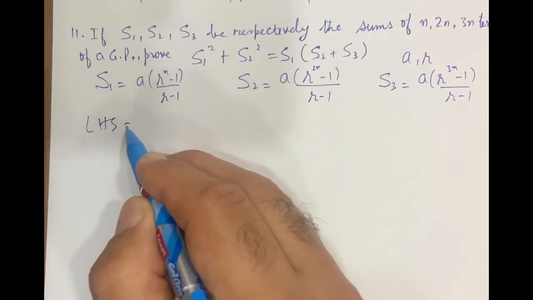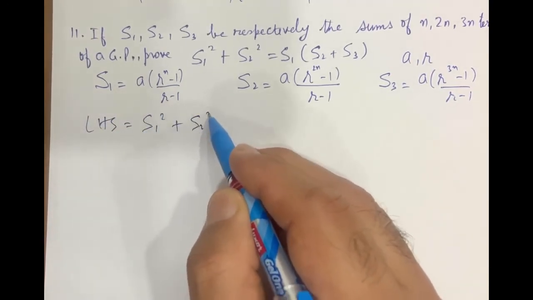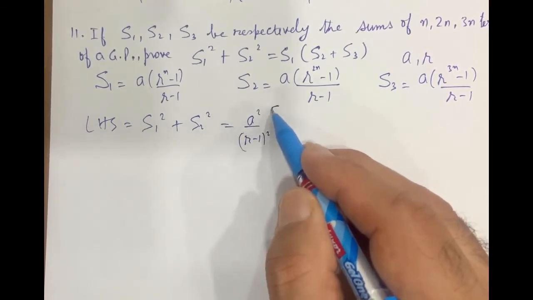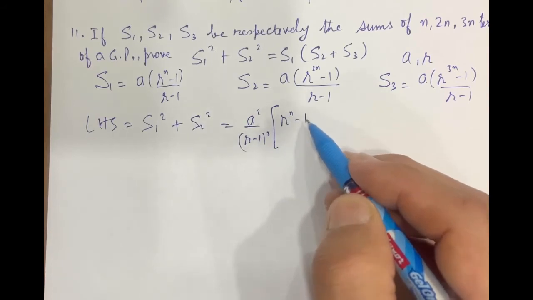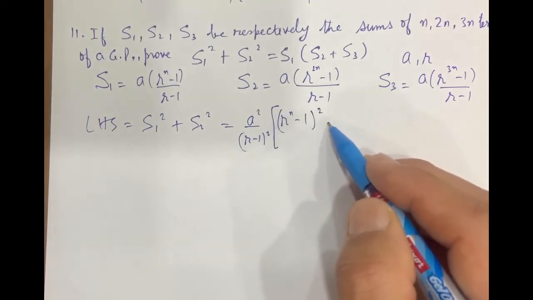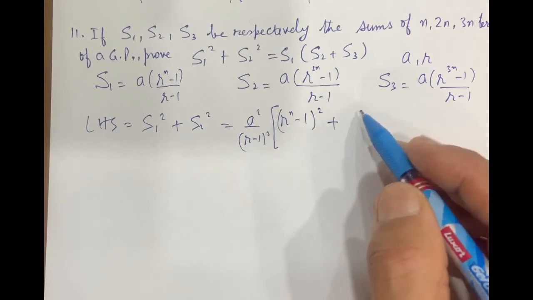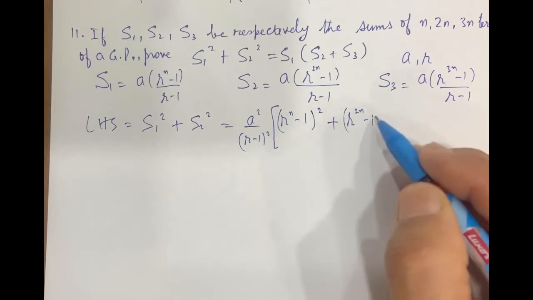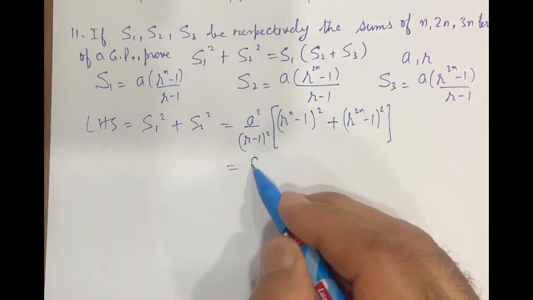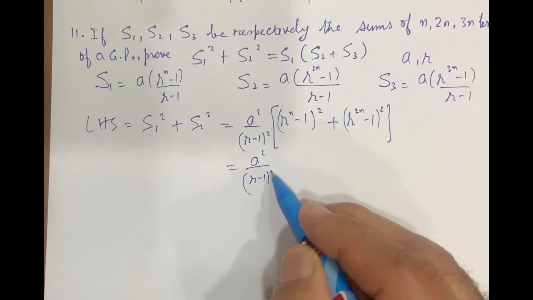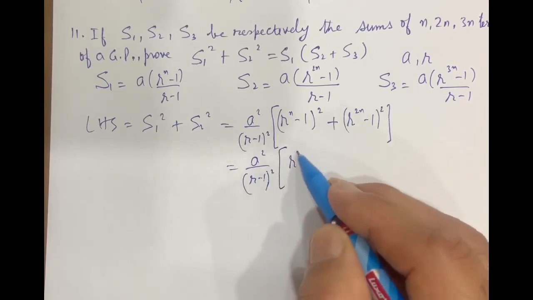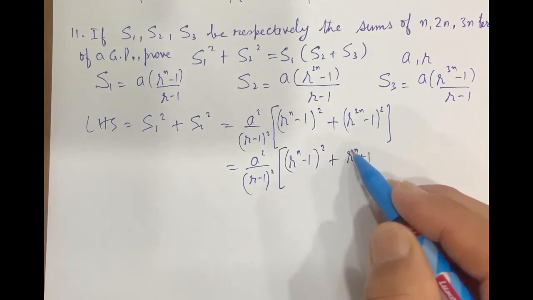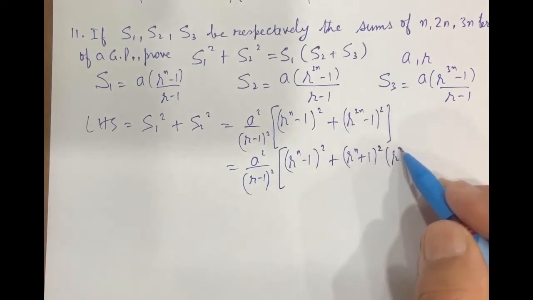Let's evaluate the left hand side. S1 square plus S2 square is a square (r minus 1) whole square into (r^n minus 1) whole square, plus S2 square, where we take common (r^(2n) minus 1) whole square. This is a square (r minus 1) whole square, (r^n minus 1) whole square. This can be written as (r^n plus 1) whole square into (r^n minus 1) whole square.